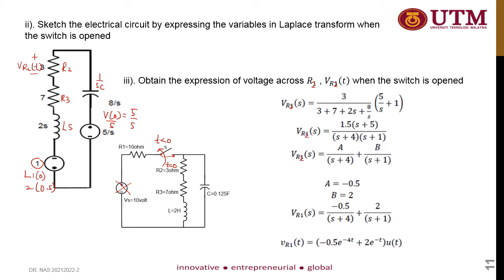So VR2 is the total voltage multiplied with the resistor 2 divided by the total impedance. In this case you get VR2 in the S domain. So perform partial fraction in order to get the parameters A and B, and then finally you need to do inverse Laplace transform to get the VR2 in time domain. Because the question asks you to get VR2 in time domain.